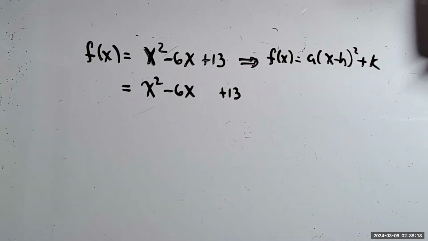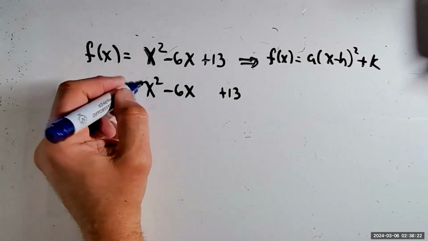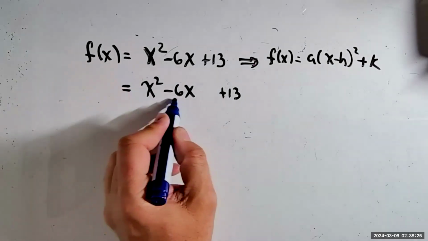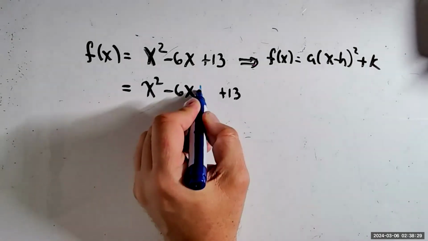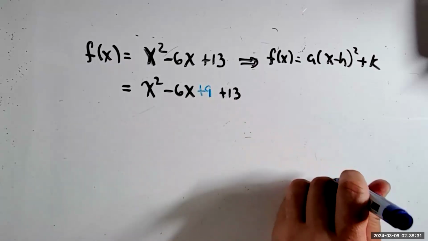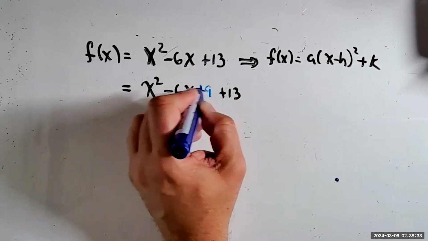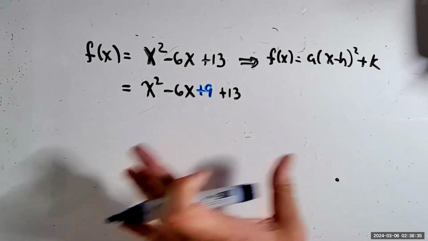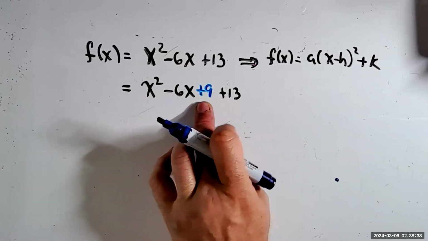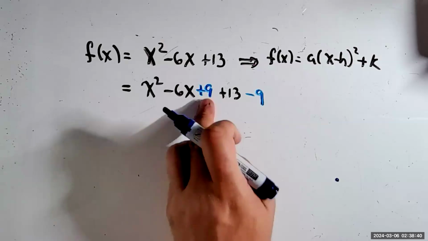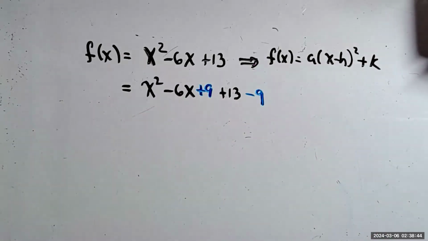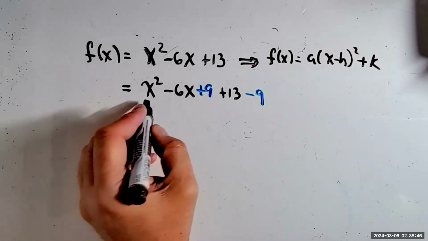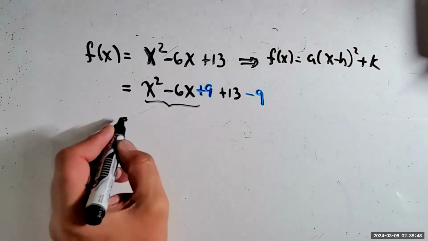And now we find the magic number. How much do I need to add? As long as a equals 1, we look for b, negative 6. Half of b is negative 3, squared is 9. So we proceed to add 9 here. If I want to maintain the same balance, if I add 9, I better take away 9. 9 minus 9 is 0, so I have not changed my function. But this is the advantage: this guy is a perfect square trinomial.